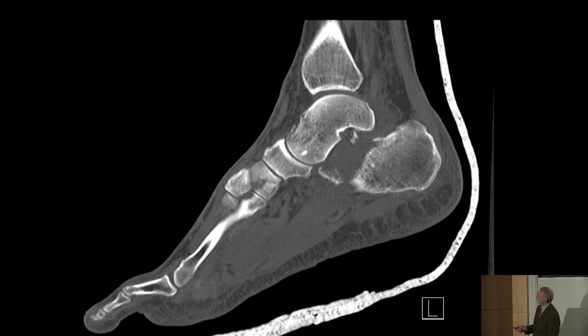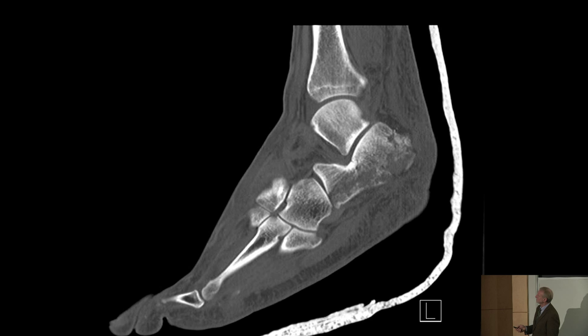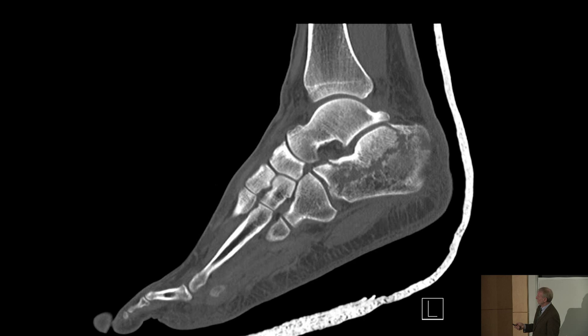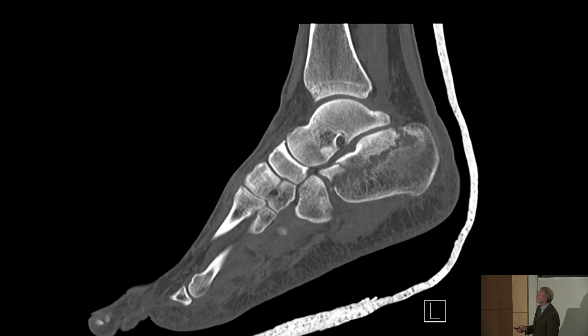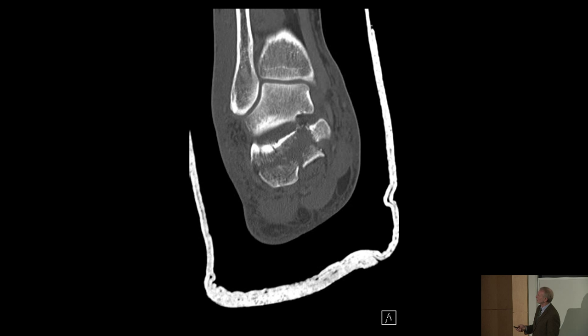The posterior facet follows all the way into the anterior process. There's some comminution that it exits by the anterior facet, and the tuberosity itself is up. I'm going to guess that we have some coronals coming here. So on the coronal view, there's some widening. It actually extrudes a little bit medially.